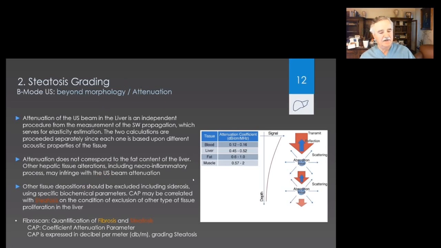CAP, a software from FibroScan, may quantify fibrosis and steatosis during the same examination, CAP meaning controlled attenuation parameter, and is expressed in decibels per meter, grading steatosis.